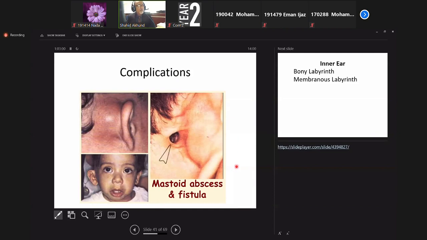Look at this complication. This is the mastoid process, and the infection can spread to the mastoid process, and there could be abscesses and rupture, which will lead to a fistula. So you can imagine how everything is connected from the nasal cavity to the eustachian tube to the middle ear to the mastoid. From the middle ear outside, we have the external auditory canal.